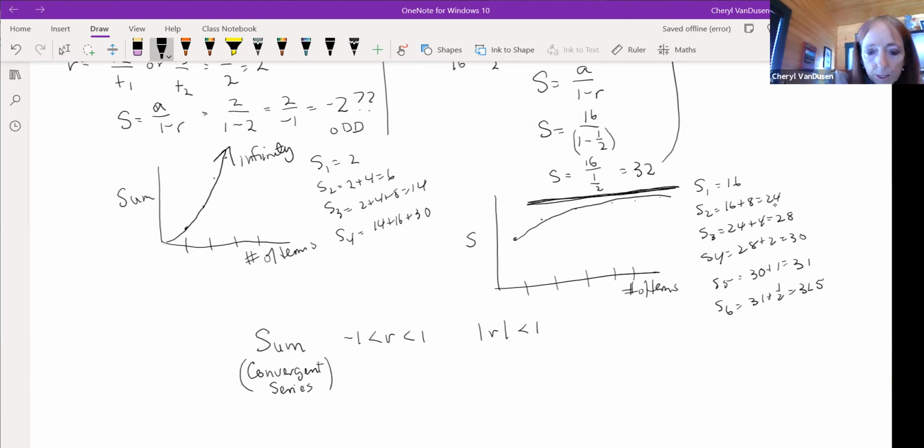And then if the R is outside those bounds, so if the R is greater than or equal to 1, or the R value is less than or equal to -1, we don't get a sum. There's no sum able to be found. And this is called a divergent series. I don't think those terms come up very often in our course, but I think it's important that we know those.